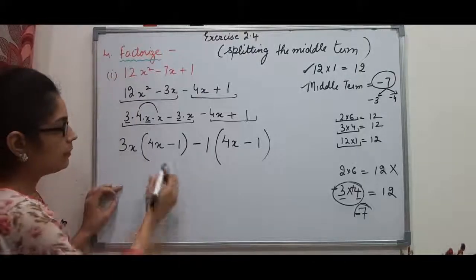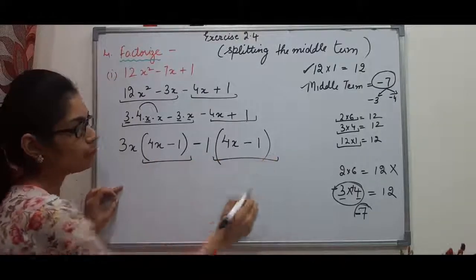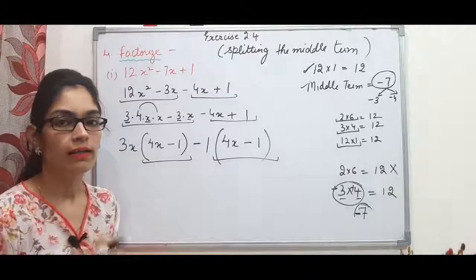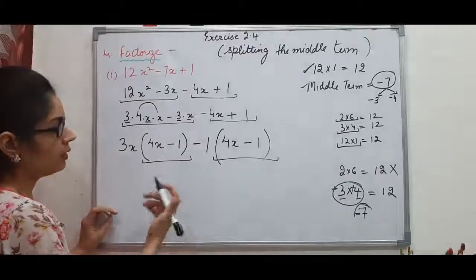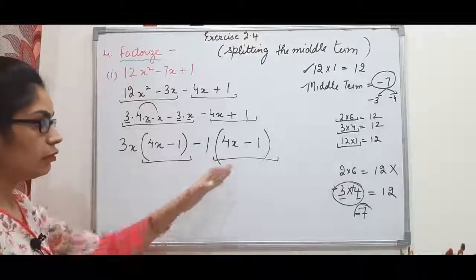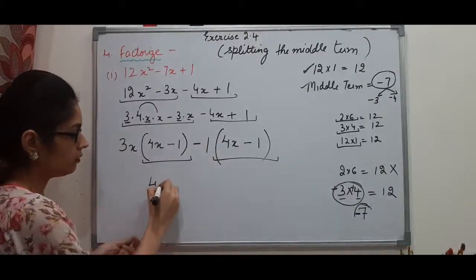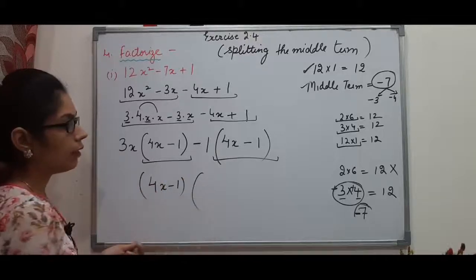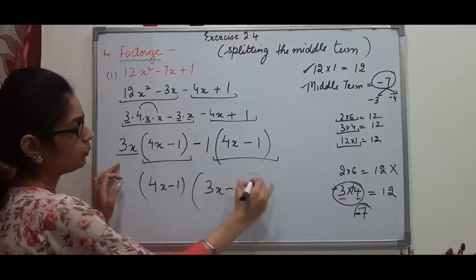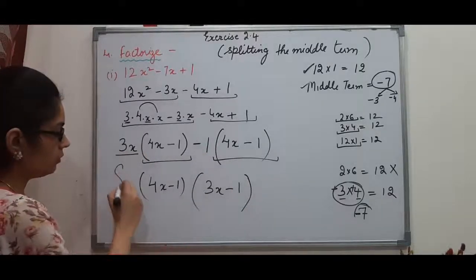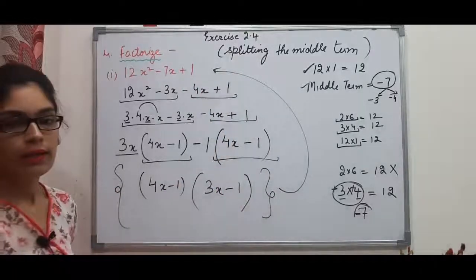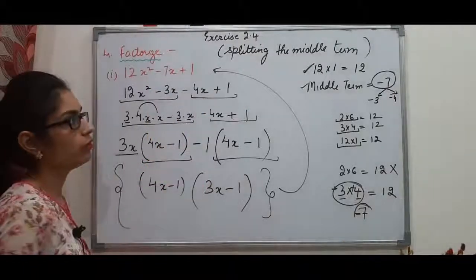Now you can see this 4x minus 1 and here 4x minus 1, you have got the same terms. If you have got the same terms, this means your factorization is correct till this step. If you are getting different factors, that means you have done some mistake and then you have to check it again. Now write this 4x minus 1 and now just write the remaining terms, which is 3x, this minus sign and this 1. Close the bracket. So these are the factors of this polynomial. Here we have factorized this polynomial by using splitting the middle term.